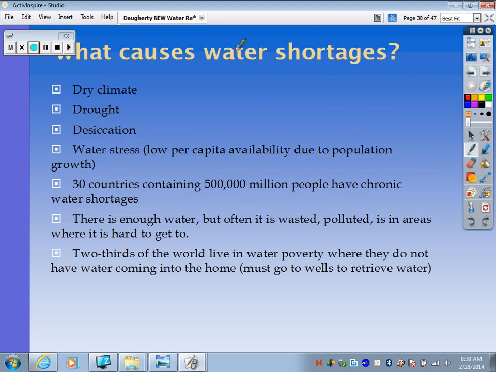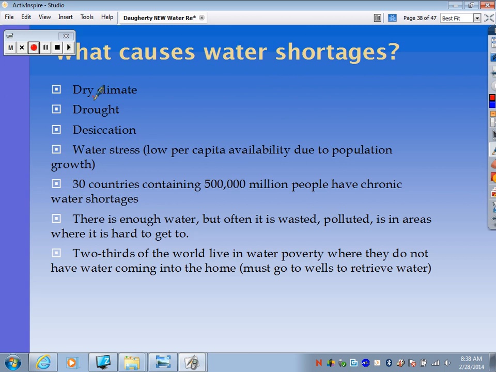So water shortages, what would cause a water shortage? A drier climate, which we've said we've seen in some places of the world. More droughts. Desiccation, which is affecting the soil, making soil drier as we have less and less precipitation. Water stress, it says lower per capita availability due to population growth. So more people and more reasons that we need water means that we've got more of a stress on our water resources.